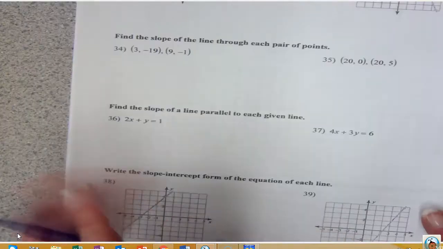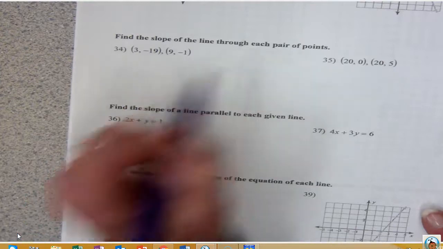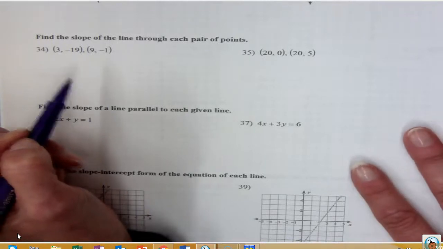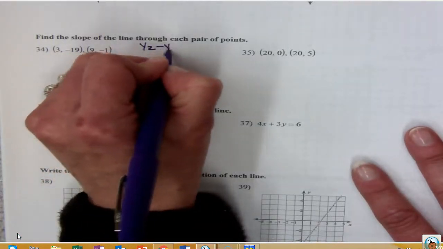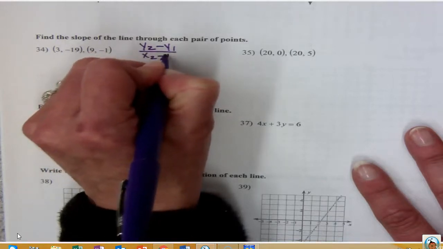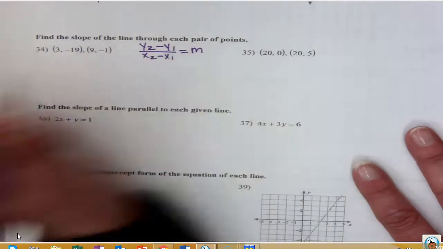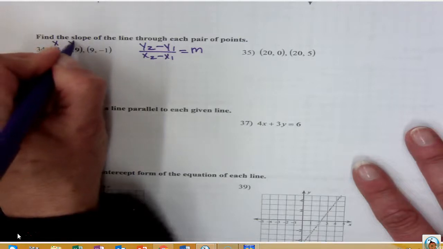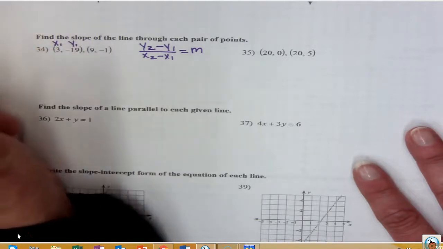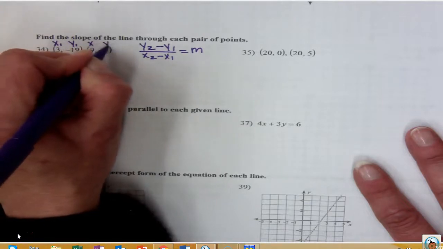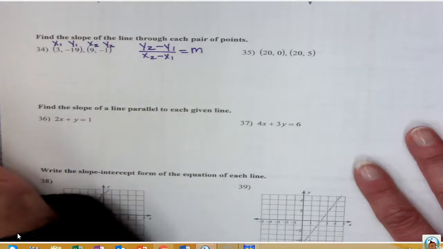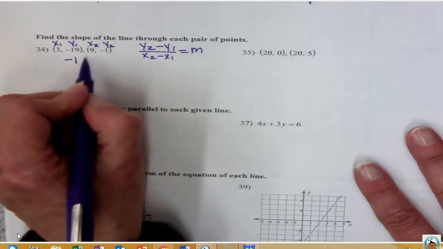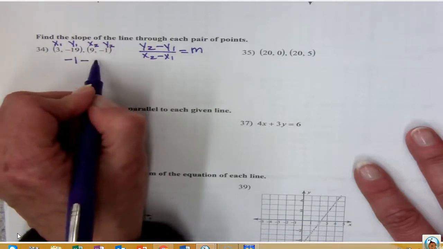All right. Find the slope of the line through each pair of points. So we know that there is a formula that we like to use, and it is y2 minus y1 over x2 minus x1, and that will give me my slope, which is shown by m. So if this is my x, this is my y, this is the first ordered pair. This would be my x. This would be my y of my second ordered pair. Okay? So the y2 is negative 1. The y1 is negative 19.